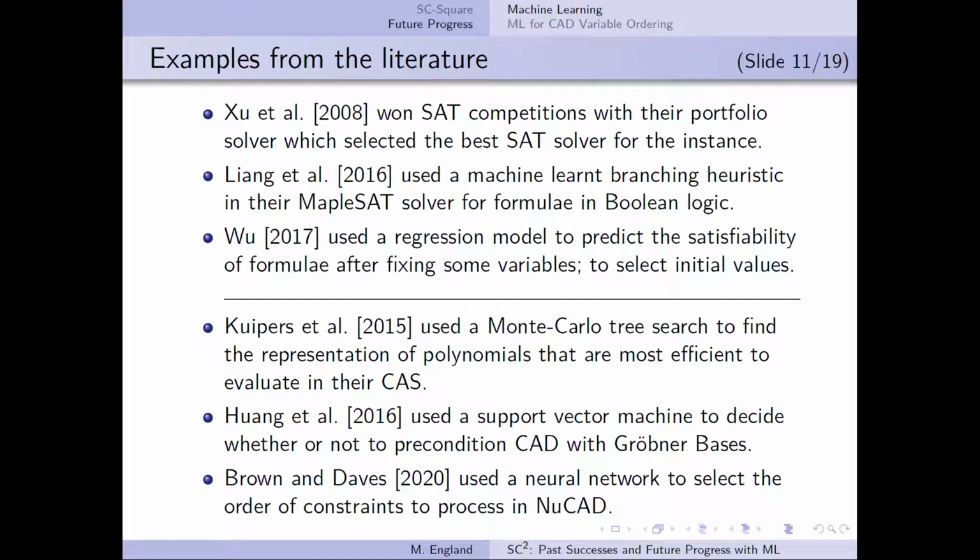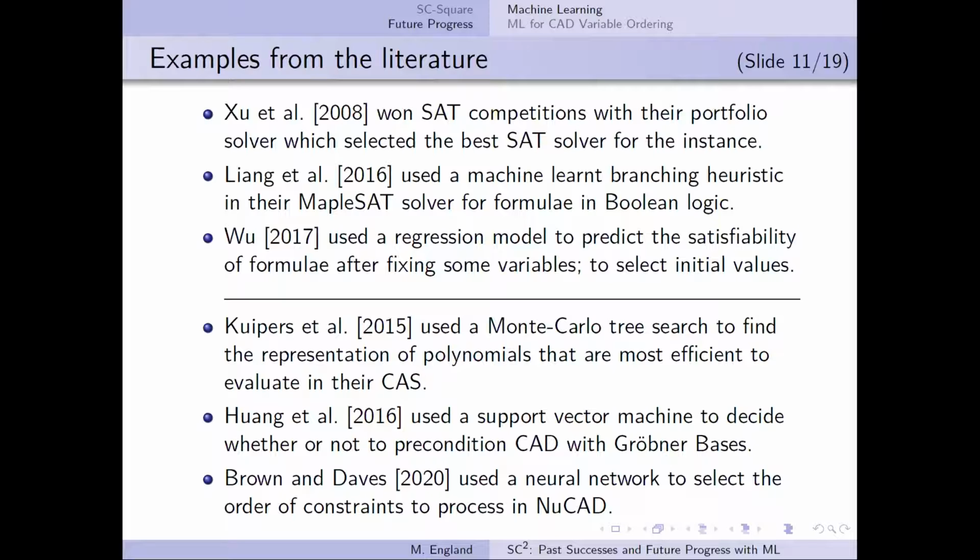Well, the earliest paper I could find on the algebra side of things involved a Monte Carlo tree search, which you could argue is machine learning to an extent anyway, to find the representation of polynomials that were most efficient to evaluate in a computer algebra system dedicated to particle physics.